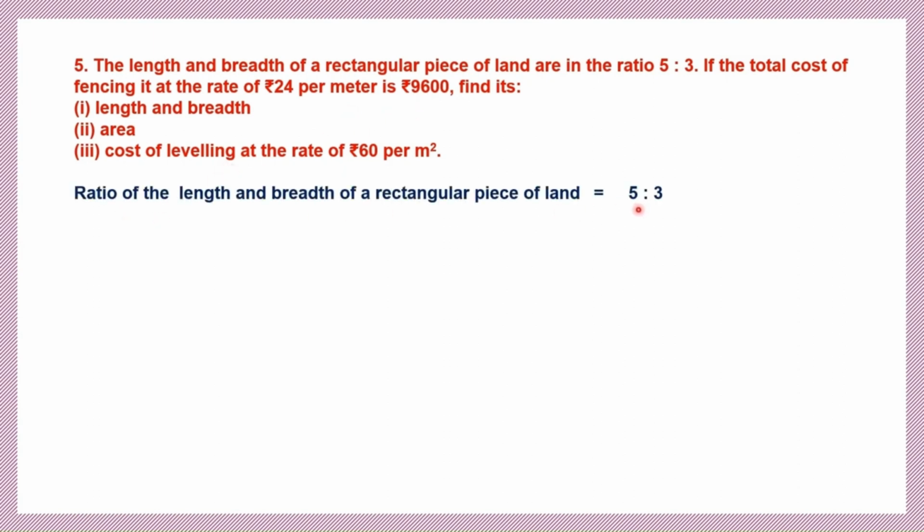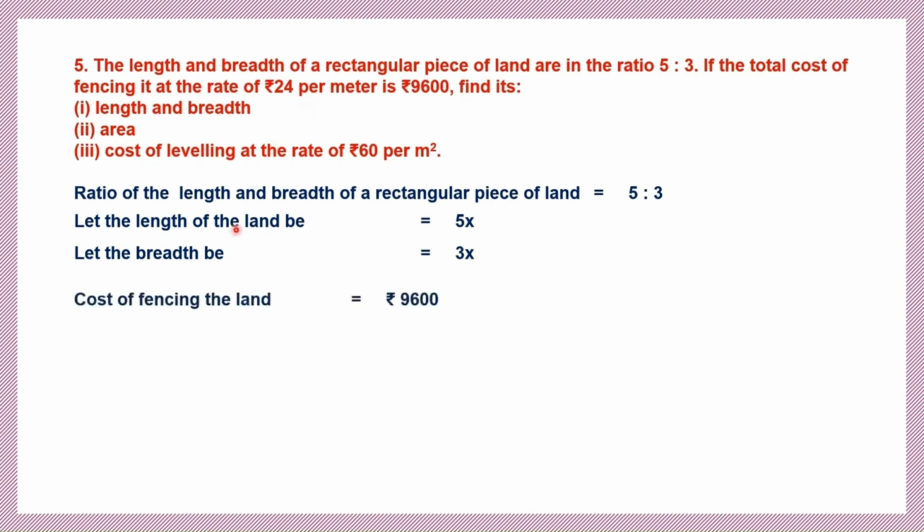Ratio is given to us. So now we're going to consider the length to be 5x and the breadth to be 3x. Now, what else are we given? We are told about the total cost of fencing. Now, there is a formula to find the total cost of fencing. And what is that formula? Perimeter into rate per meter. Now, if we use that formula, we can find the perimeter. Okay, so let's use that.